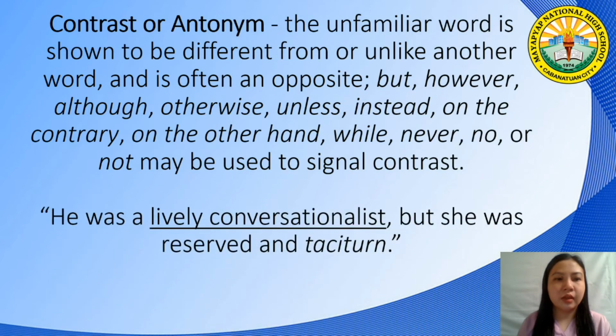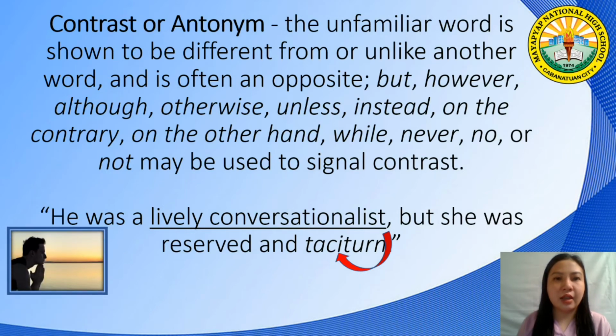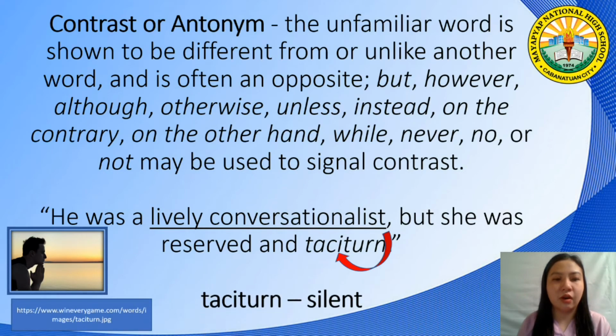He was a lively conversationalist, but she was reserved and taciturn. The contrasting word of the italicized one is the underlined phrase. So, the antonym of the word taciturn is lively conversationalist. We can now figure out that the meaning of taciturn is silent.